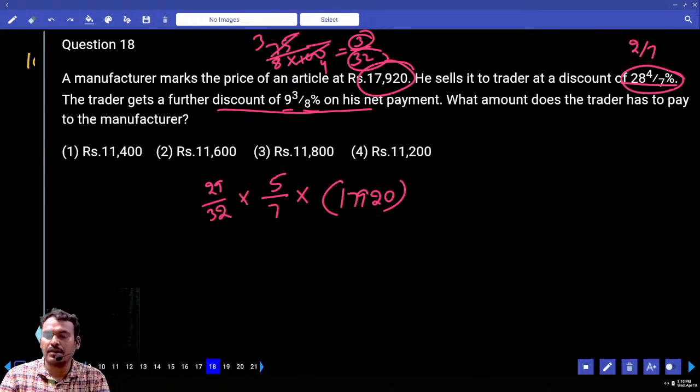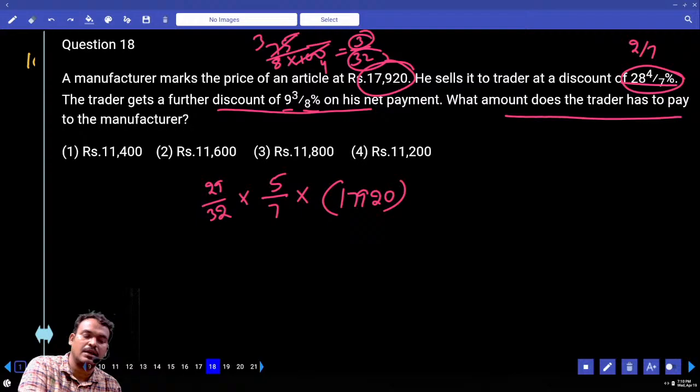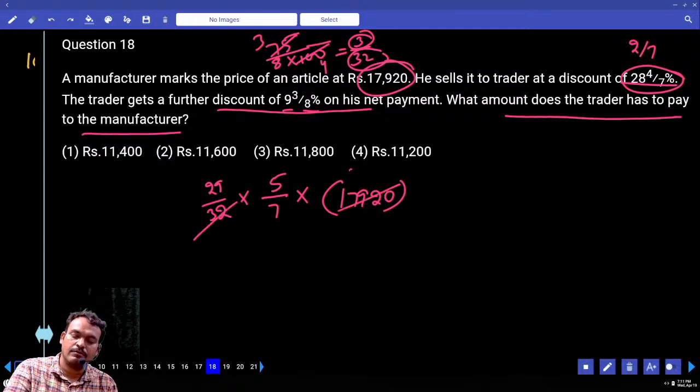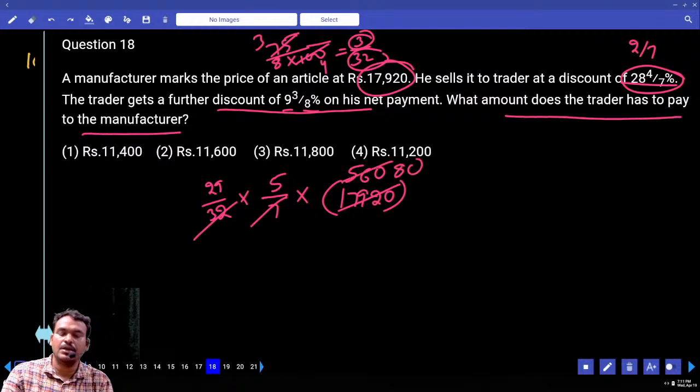Okay. It is after 2 discounts or after 1 discount? After 2 discounts. What is the question here? What amount does the trader have to pay the manufacturer? We required 29 by 32 of 5 by 7 of which one? 17,920. 32 how many times? 5 times, or what is the remaining? 192. 192 means 6 times, or 560. 7 how many times? 80 times, or 80 into 5. 400 into 29. 11600. If you know the 29th table, verify the 29 multiple.